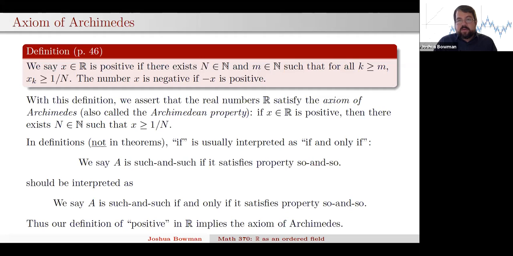Basically what it's saying is that real numbers don't get infinitesimally small. We don't have infinitesimally small positive numbers. Any positive number has to stay some definite amount, 1 over n, away from 0.